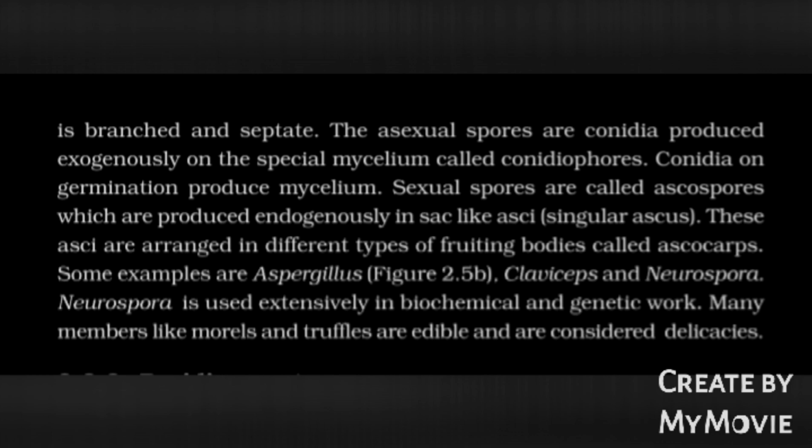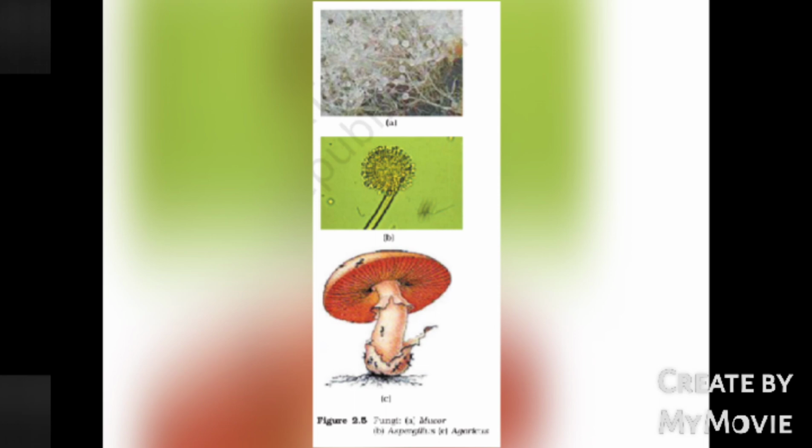Some examples are Aspergillus, figure 2.5b, Claviceps and Neurospora. Neurospora is used extensively in biochemical and genetic work. Many members like morels and truffles are edible and are considered delicacies. Figure 2.5. Fungi. A. Mucor, B. Aspergillus, C. Agaricus.